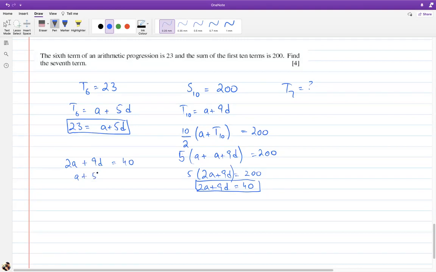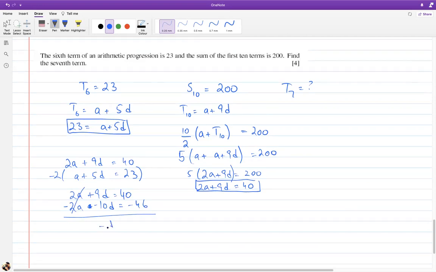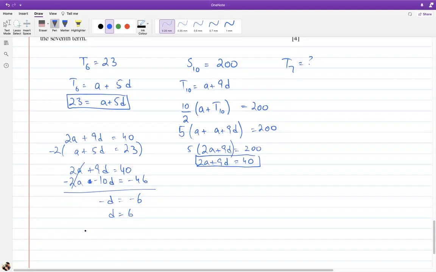And I multiply this whole thing by 2. And then I subtract the signs. So this becomes 2a plus 9d equals 40. And that becomes minus 2a plus minus 10d equals minus 46. This cancels out. I'm left with minus d is equal to minus 6. So d is equal to 6. My difference is 6. And now I want to figure out the first term.